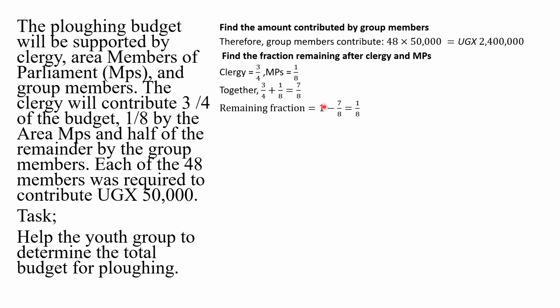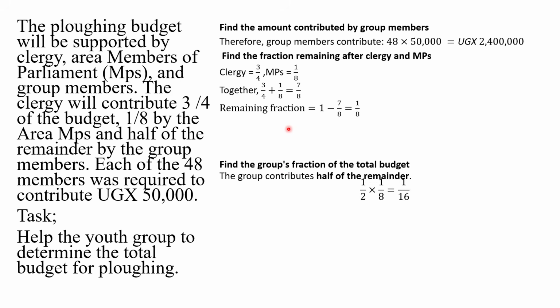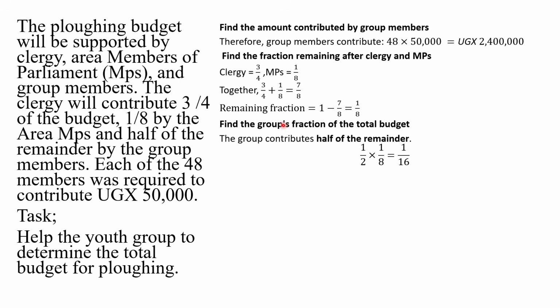In most cases, this one is the same as 8 out of 8. So get 8 minus 7, I get 1, then out of 8. So this is the fraction that remained after Color G and MPs. And then finding the group's fraction of the total budget. Remember, it is half of the remainder, so it is a half times 1 out of 8. And often 'of' in mathematics means multiplication. So multiply the numerators separately and the denominators separately, giving me the answer as 1 out of 16.